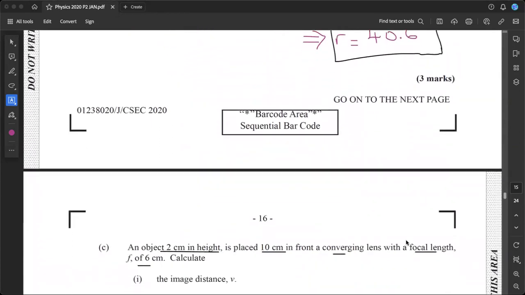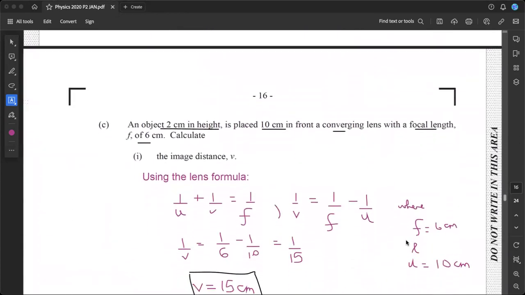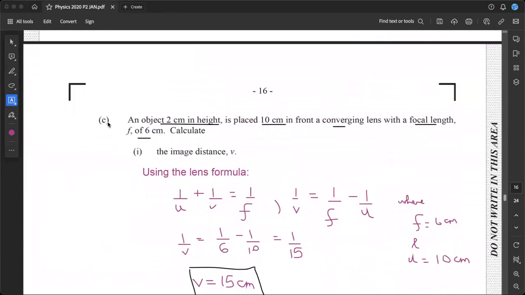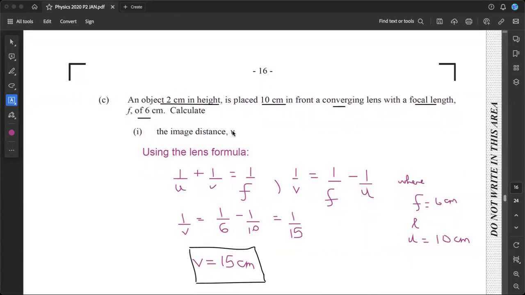So let's see what's on this next page, our final question. So part C reads, an object 2 centimeters in height, so that's our object height, is placed 10 centimeters in front of a converging lens. So that's key, right? It's placed in front of a converging lens. So this is our what? Object distance, right? So then the converging lens has a focal length of 6 centimeters. So the question is asking us to calculate the image distance V, right?